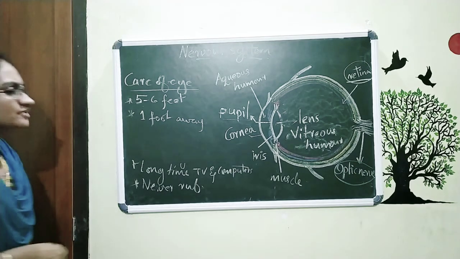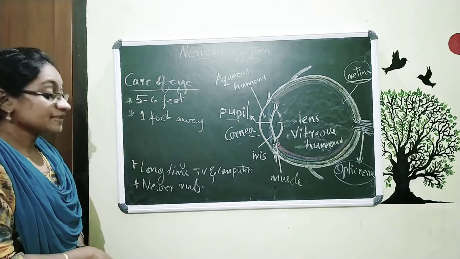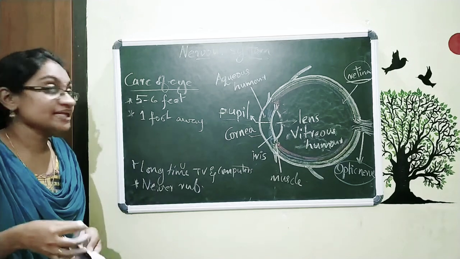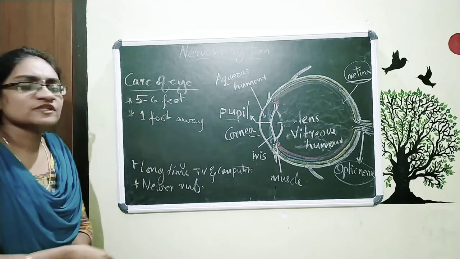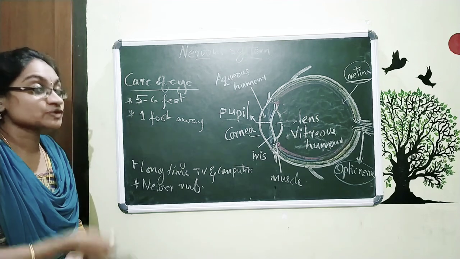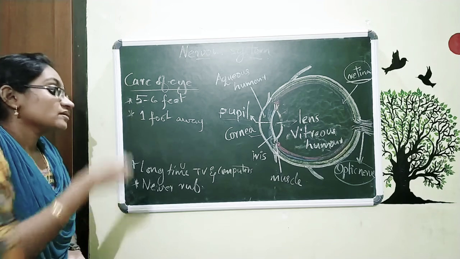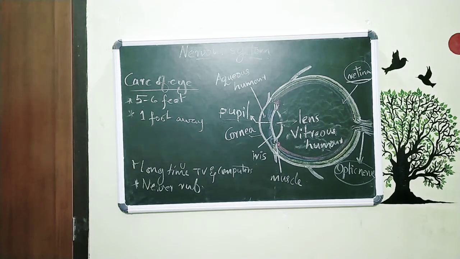In this, you want to remember any 4 or 5 points. That means don't rub your eyes with dirty hands, wash your eyes daily, sit 5 to 6 feet from the television, and don't use too much television, computers or mobiles. This is how to care for your eyes.